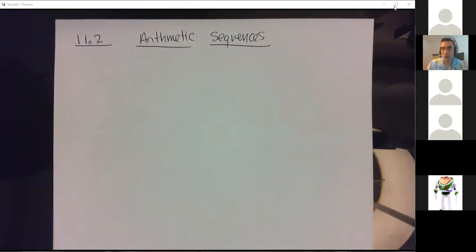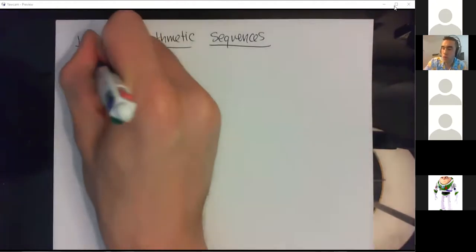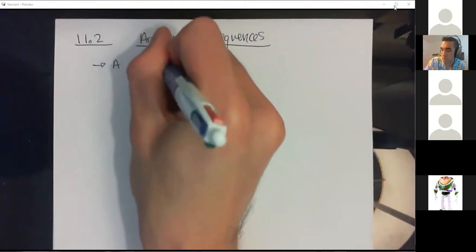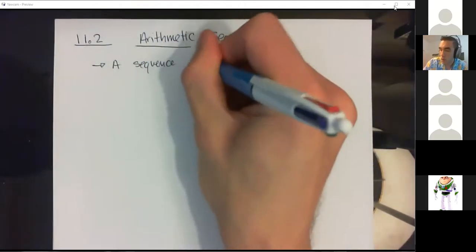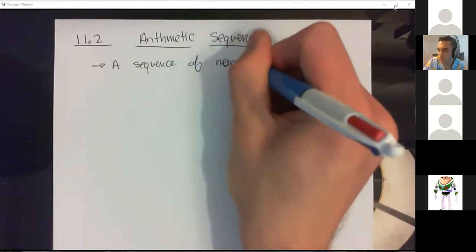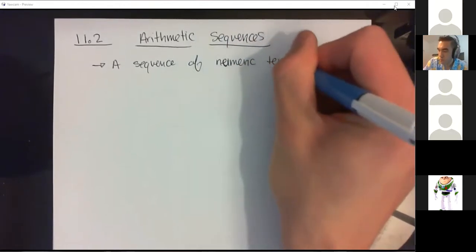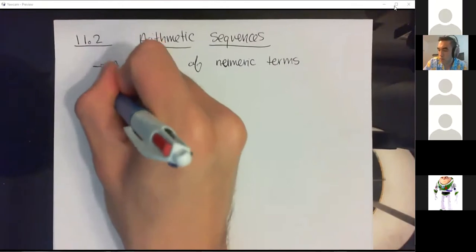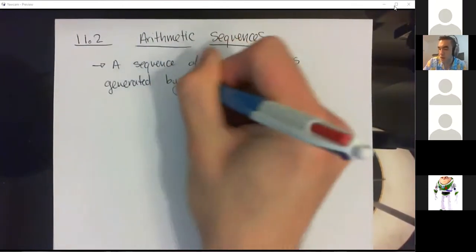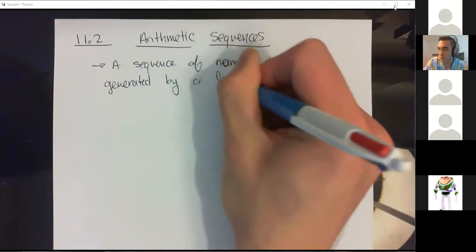Nonetheless, an arithmetic sequence, which is what we're talking about today, is a sequence of numeric terms generated by a linear relationship.